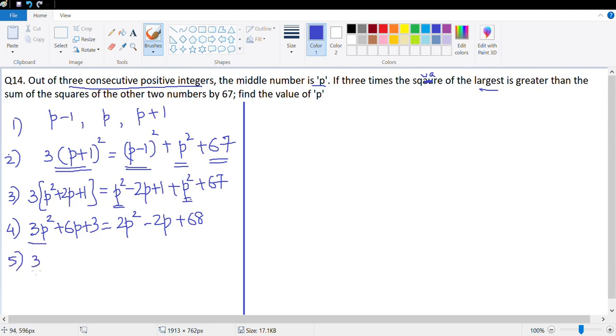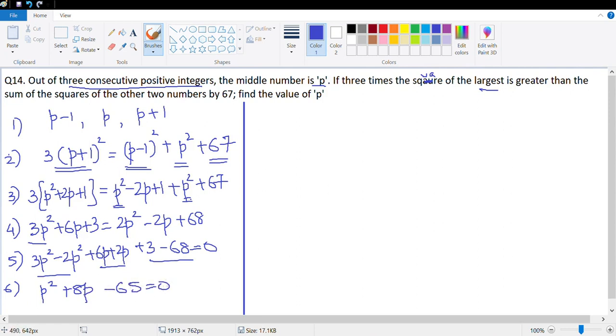So 3p square minus 2p square plus 6p plus 2p plus 3 minus 68 is equal to 0. Grouping it, or rather adding or subtracting the like terms, 3p square minus 2p square gives me p square, 6p plus 2p gives me 8p, and in the end I have plus 3 minus 68, that's negative 65, is equal to 0. So I need to find factors of negative 65.